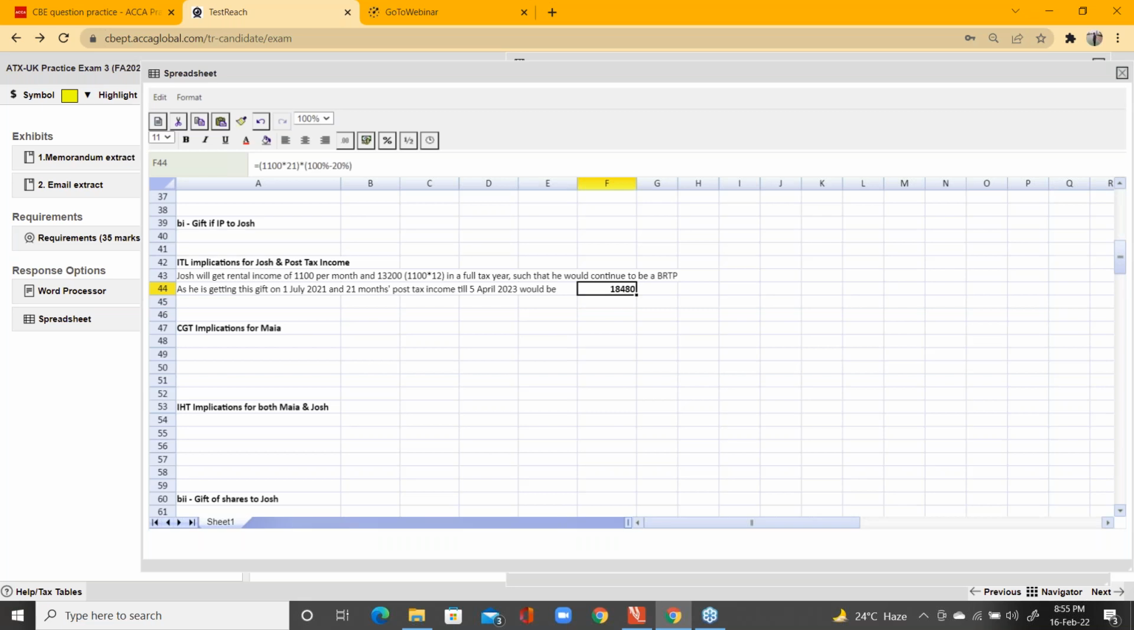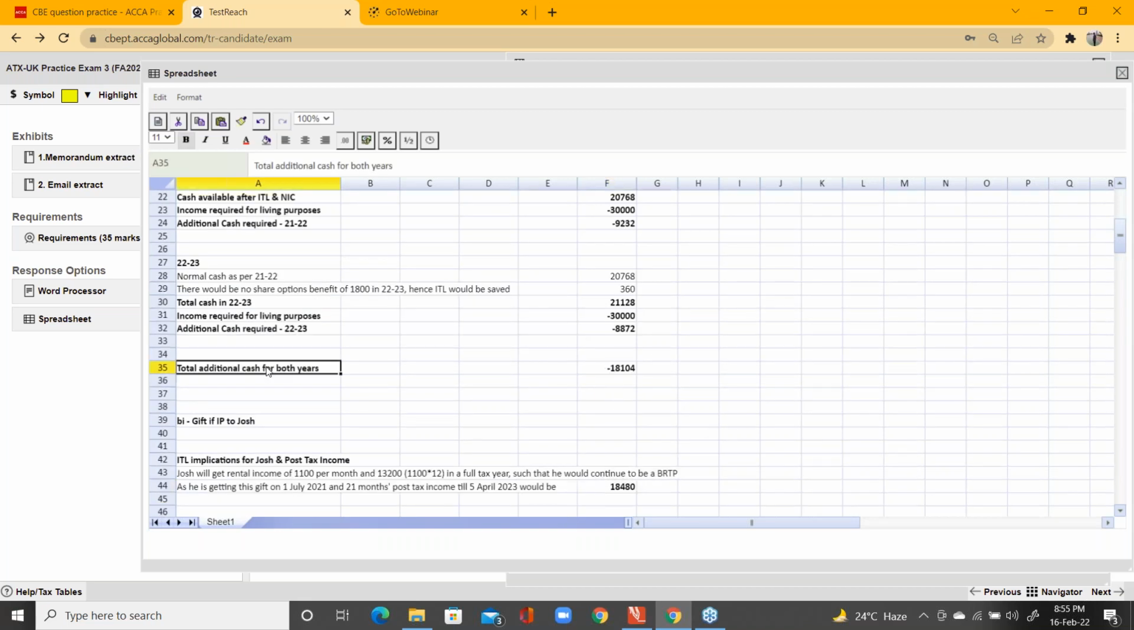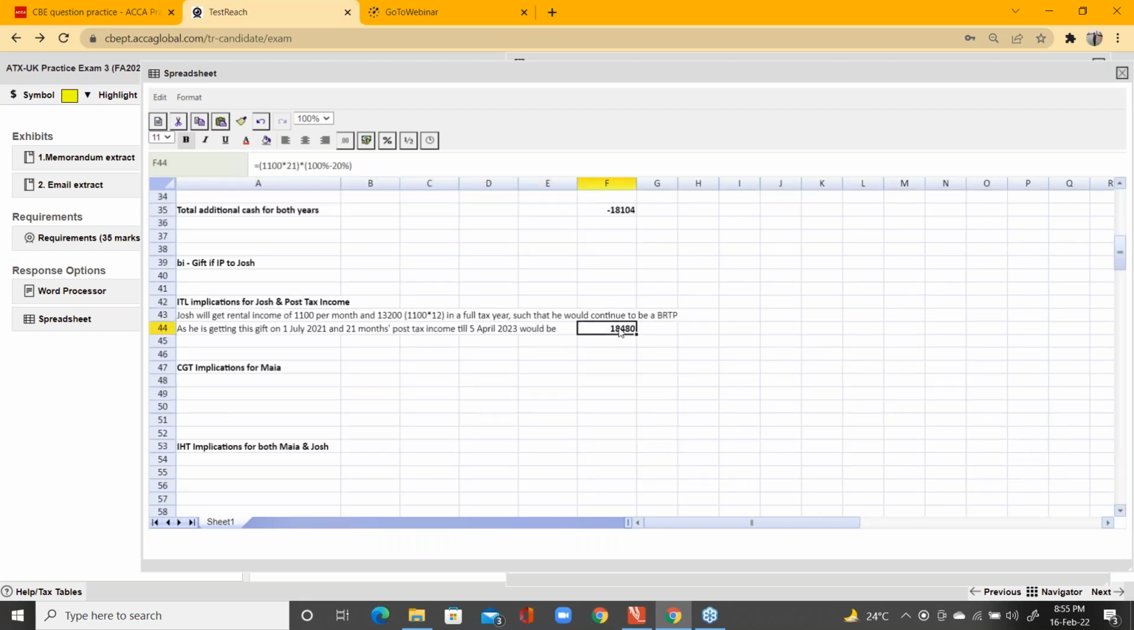What we have done is that 1100 is the per month rental income for 21 months from 1st July till 5th April 23. It means any income would be taxed at 20%. So what will be the post-tax income? That is 80% of the amount, which is in fact 18480. And over here, as he had a shortage of funds of 18104 for 2 years, if we get this investment property, this would be covered by the additional income after paying all taxes. Now let's talk about capital gain tax implications for Maya.